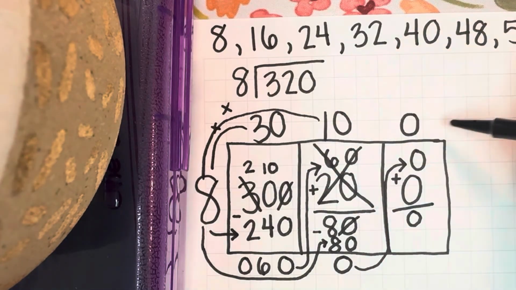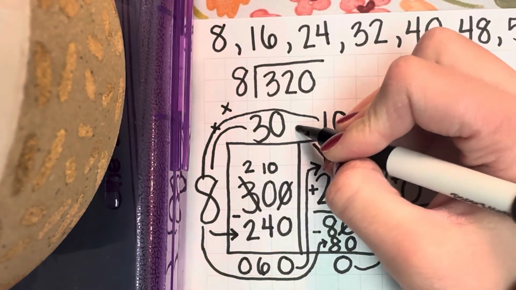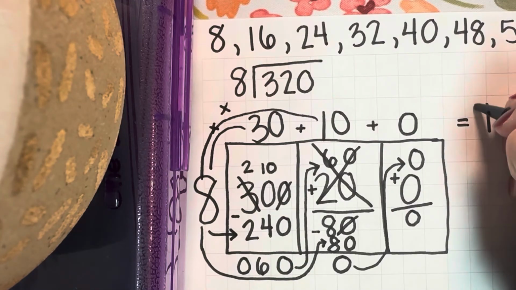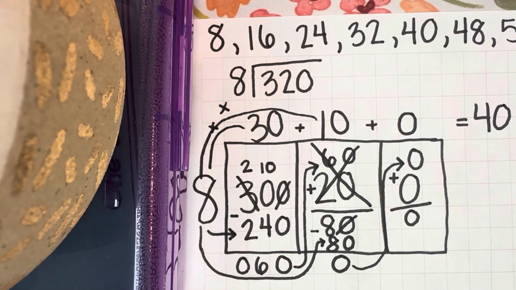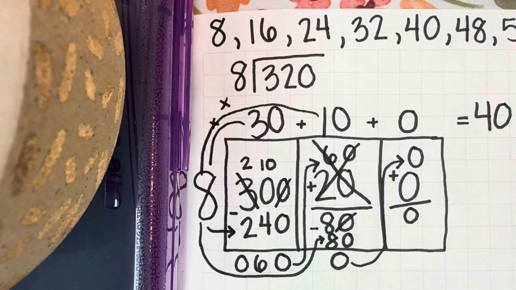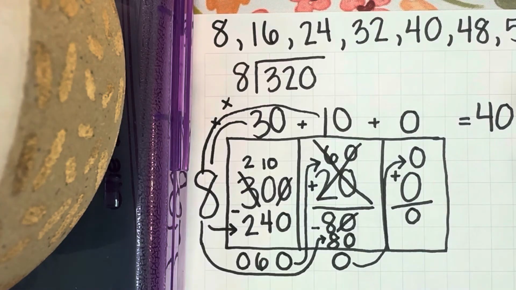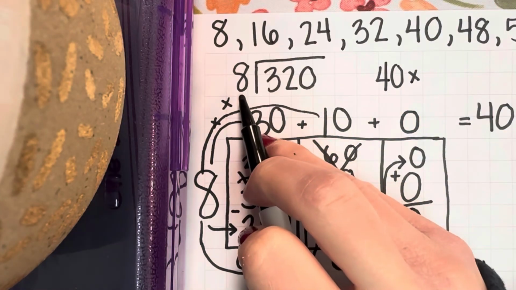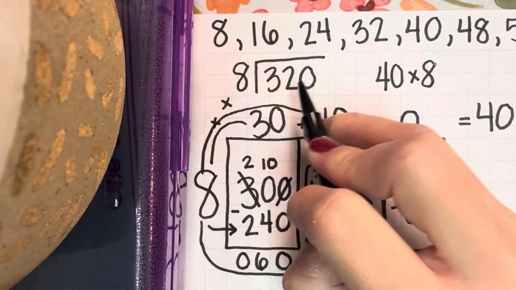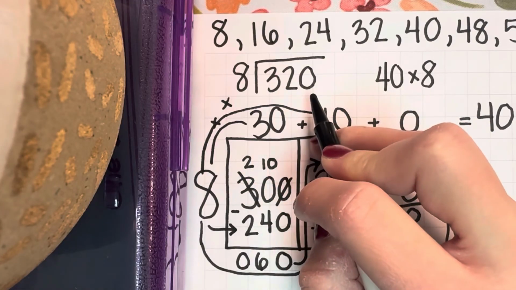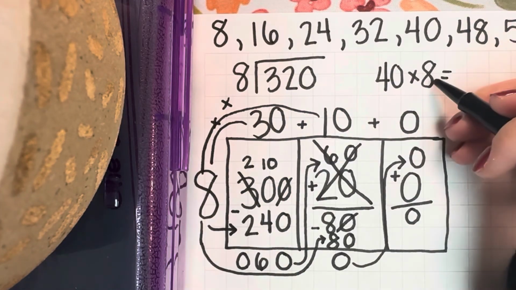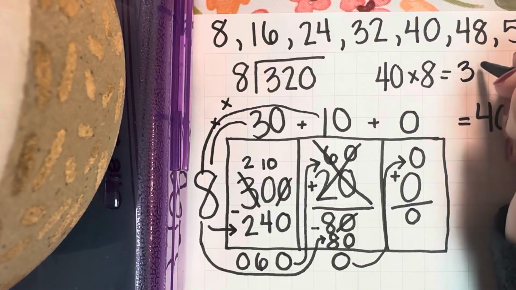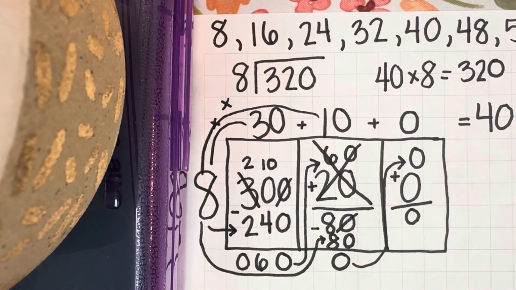So now we're going to add our answers. So 30 plus 10 plus 0 equals 40. So that is our final answer. If you'd like to check your answer, you can multiply and do 40 times 8, and you're going to hope that you get this number. If you do not get this number, you did it incorrectly. But 8 times 4 is 32. Add a 0. It would be 320. So we did do it correctly.